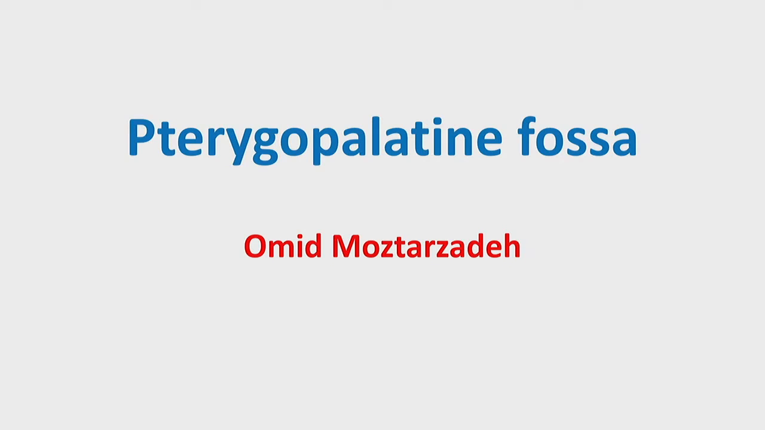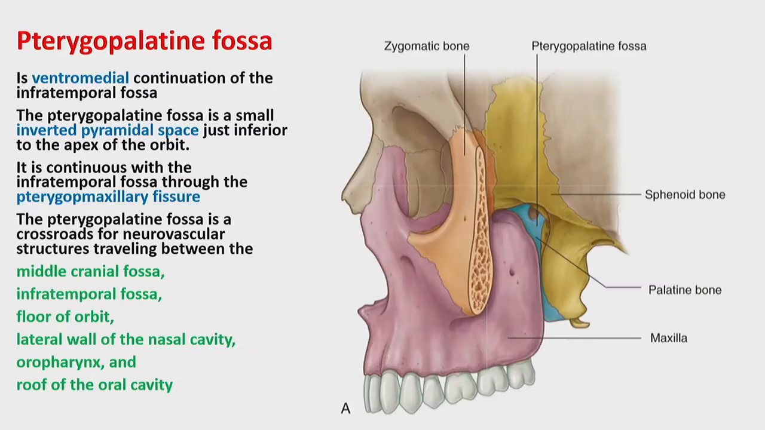So next topic is pterygopalatine fossa. Pterygopalatine fossa, as a matter of fact, it's a ventromedial continuation of infratemporal fossa. So if you find infratemporal fossa and you go a little bit ventrally and more medially, you reach to this fossa, which is called pterygopalatine fossa.